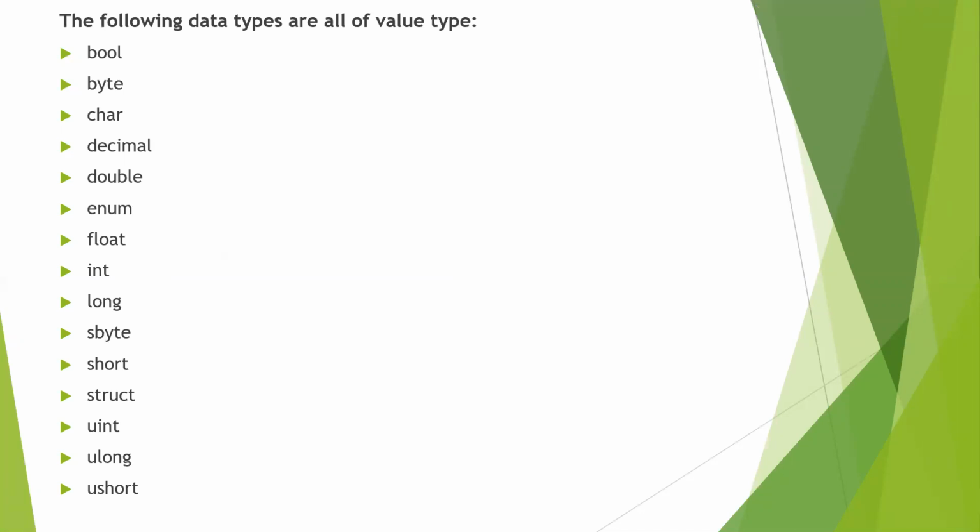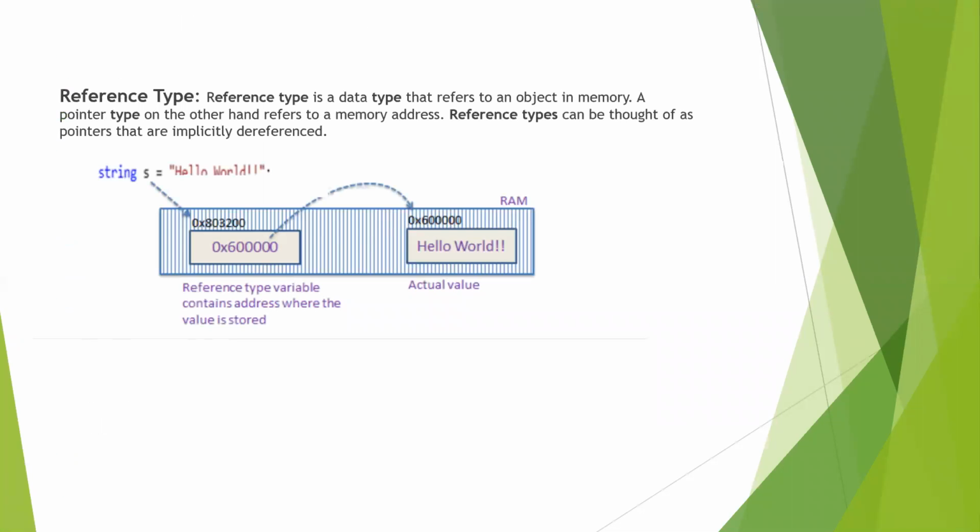A value type directly stores the value. Coming to the reference type, as I told you, it is a data type that refers to an object in memory. Say I'm storing "hello world" as an example: the variable stores an address instead of the value, and the value is stored in the RAM. So it has two entries, one an address and one the value, and we always refer to the address. The address again refers to the value. This is the value type scenario, and this is the reference type scenario.